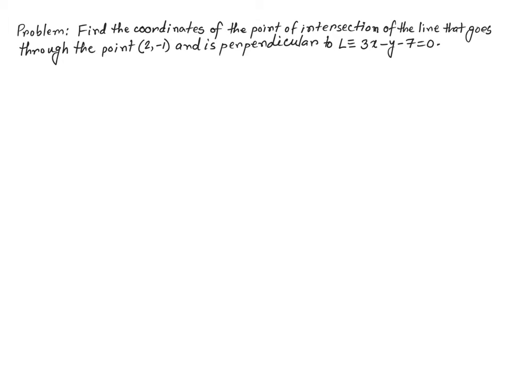In this video, I am going to solve this problem where we need to find the coordinates of the point of intersection of the line that goes through point (2, -1) and is perpendicular to the line 3x - y - 7 = 0. To solve the problem, it's a good idea to sketch it. So let's go ahead and sketch it and get an overall view of what we are looking for.